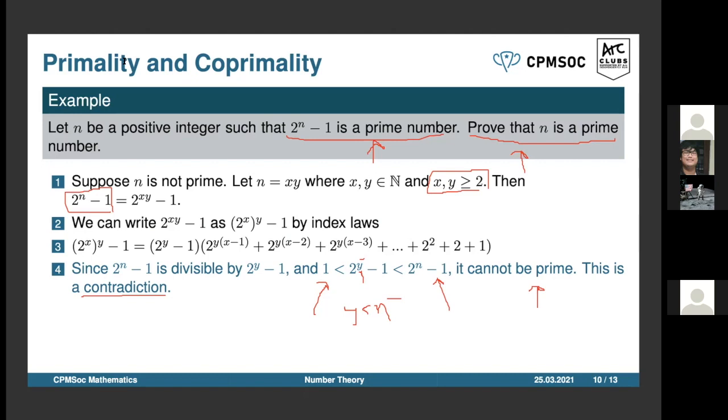So we can do a quick recap of this proof. We assume that n is a composite number. We write n as the product of two numbers at least 2. Using our index laws and factorization, we found a factor of 2 to the n minus 1 which is not equal to 1 and not equal to itself. That's enough to show it's a composite number, so our statement will be proved by either contrapositive or contradiction. So yes, that concludes this problem.